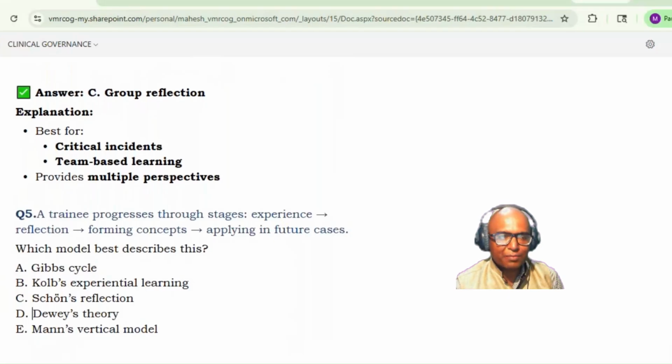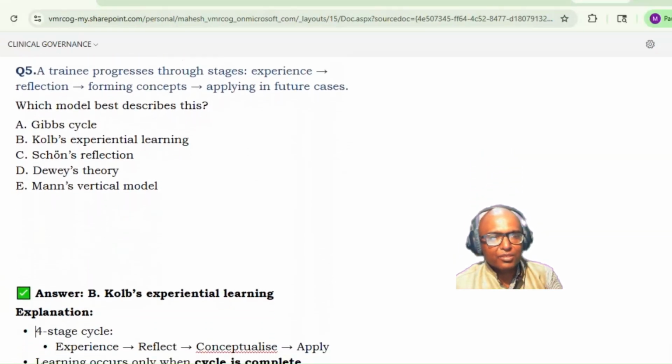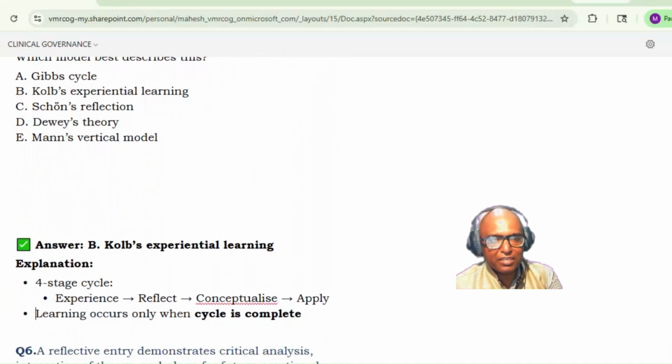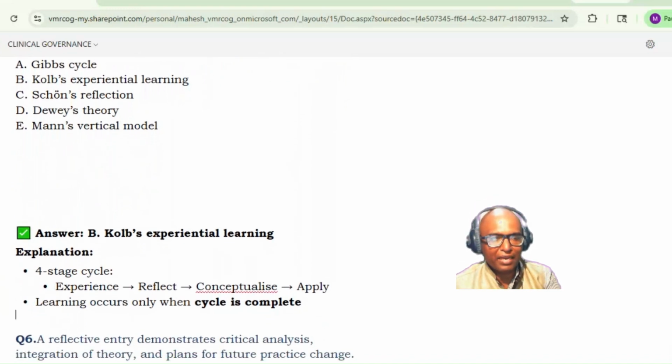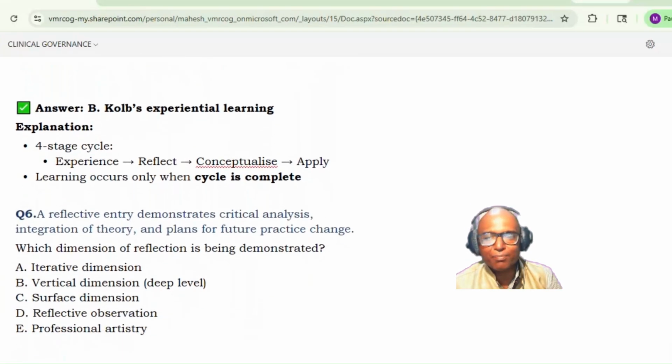Okay. So there is an experience. On the experience, there is a reflection. Then there is an understanding and some concepts are formed. And which is applied in the future. So it is Kolb's experiential learning. There are four stages. There is an experience, there is a reflection on the experience. Third, there is a conceptualization, and then you apply. So learning occurs only when the cycle is complete. So all four stages are important. Next.